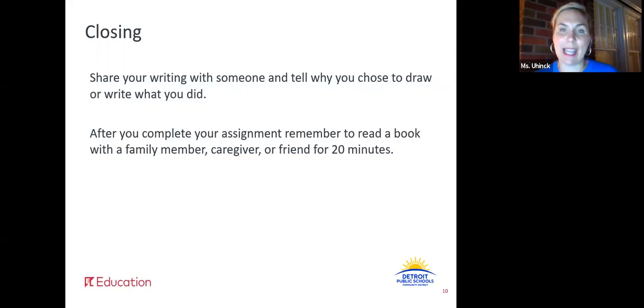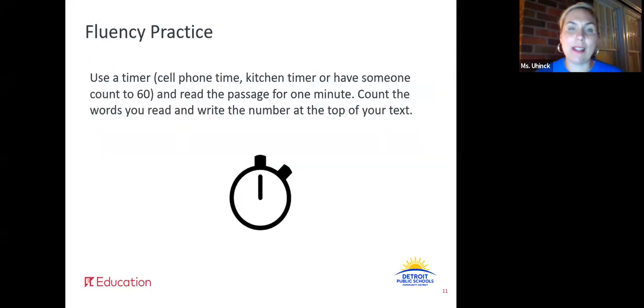After you complete this assignment, remember to read a book with a family member, a caregiver, or a friend for at least 20 minutes. We also want to do that fluency practice. So using a timer, remember this could be a cell phone timer, a kitchen timer, have someone count to 60. Read the passage for 1 minute. Count the words that you read and write the number at the top of your text. Now this is the 5th day with this article, so you should really see those numbers going up today in the amount of words you're able to read in a minute.